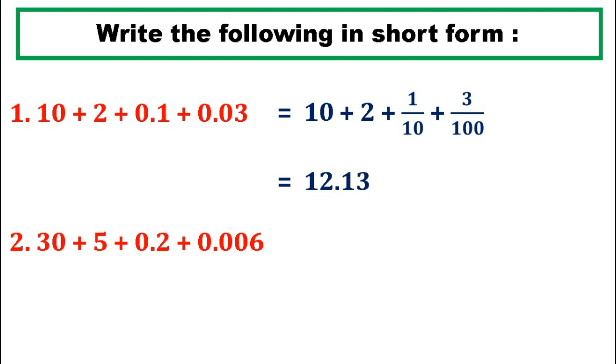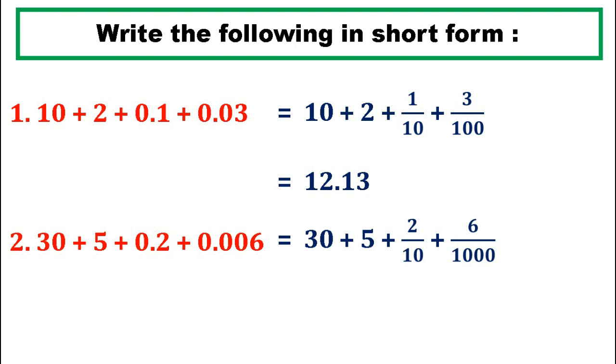Let us look at the second question, which is 30 plus 5 plus 0.2 plus 0.006. So at first we will have to convert the decimal forms of 0.2 and 0.006 into decimal fractions. So we first write 30 plus 5 exactly, as they both belong to the whole number part. Then we convert 0.2 into the decimal fraction where we get 2 by 10. Then we put the plus sign and we write the next decimal fraction as 6 by 1000.